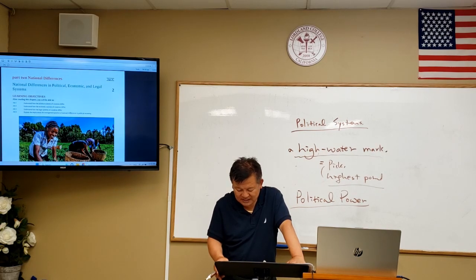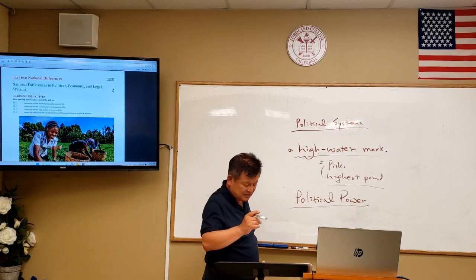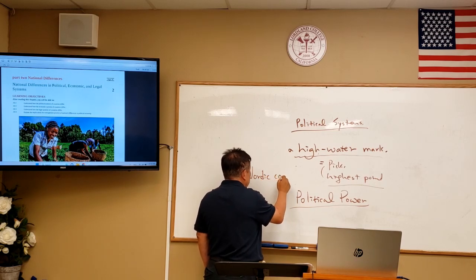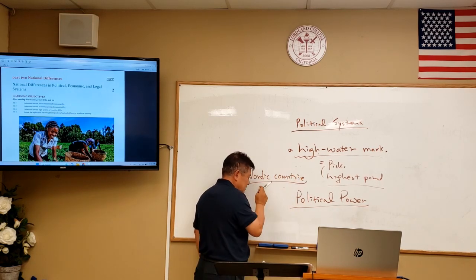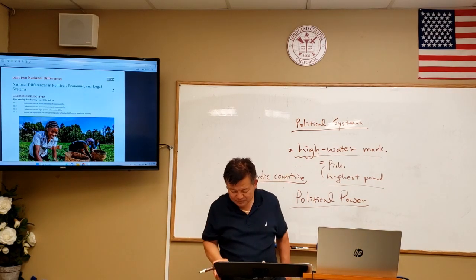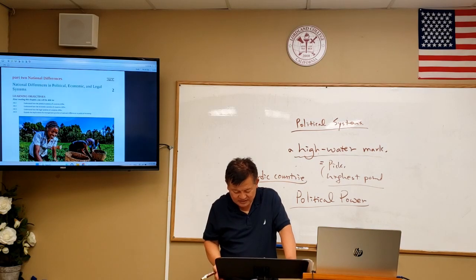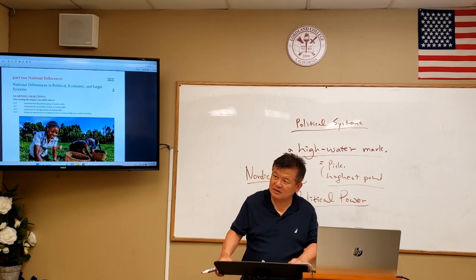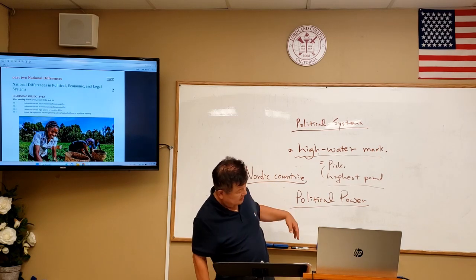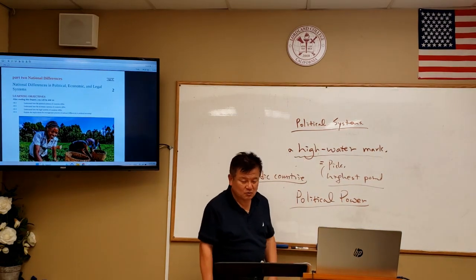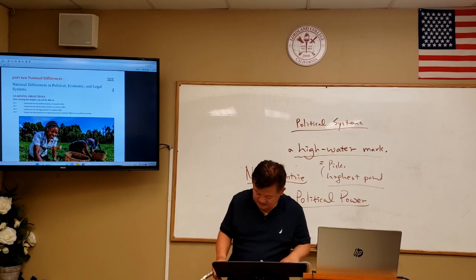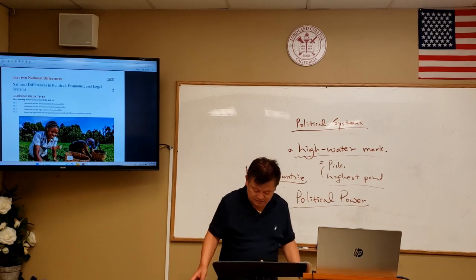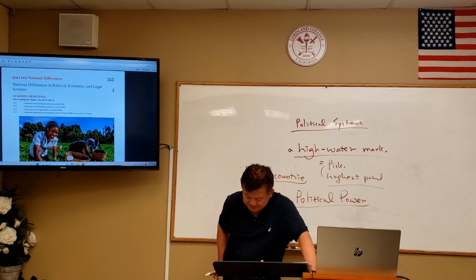Okay, so there are some misconceptions about Nordic countries. The Nordic countries are a very specific area, for example Norway, Finland, and Sweden. These are very developed social democratic countries. Nordic countries have very developed social development, social democracy.